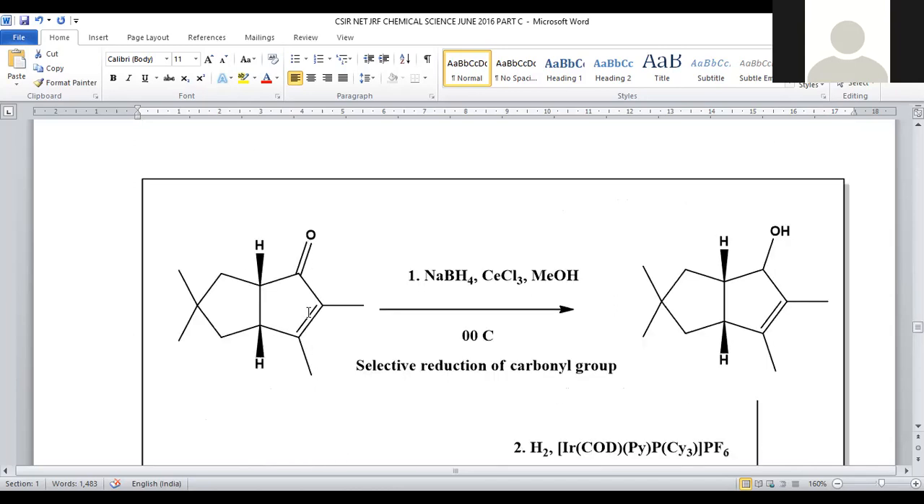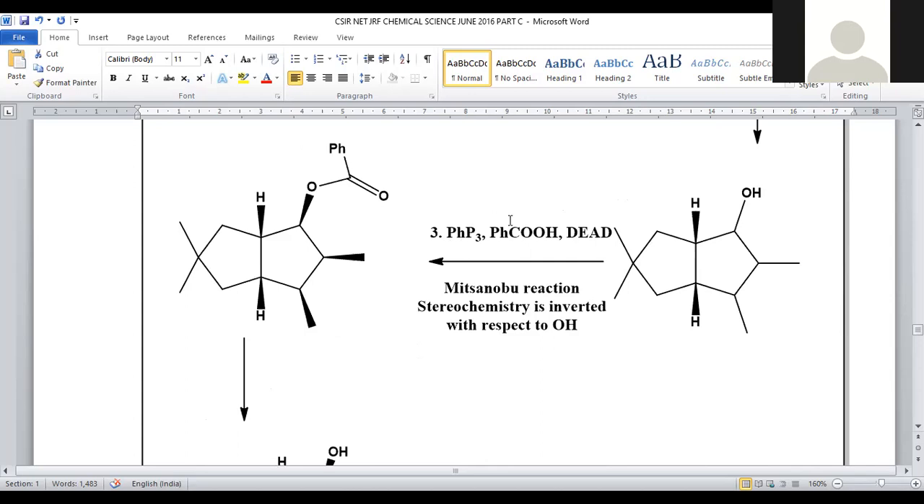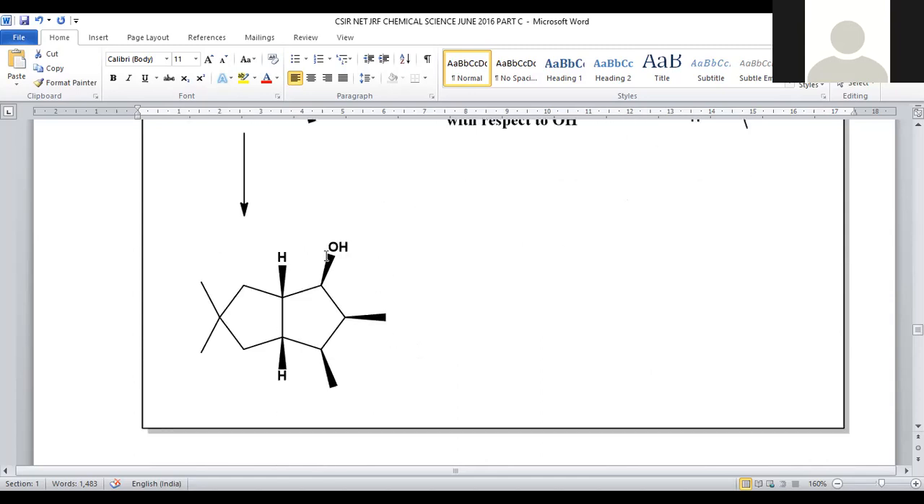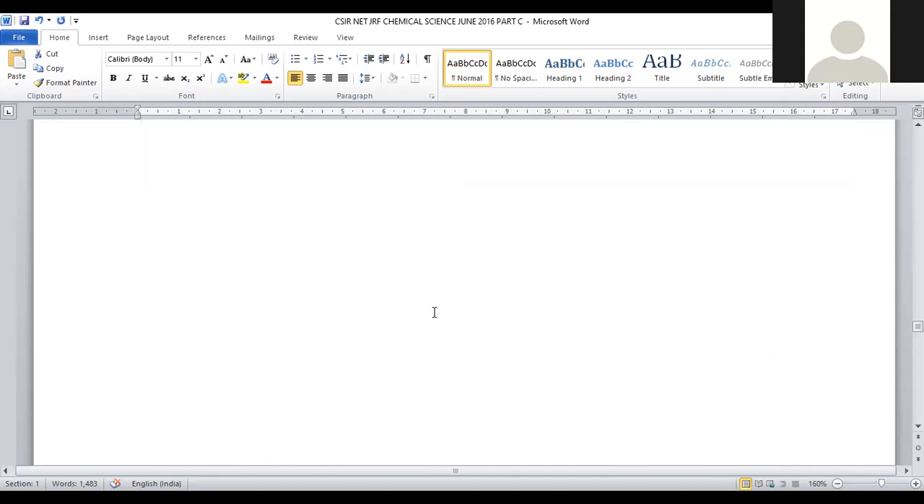The only thing we are doing: an alpha beta unsaturated carbonyl group is there. Sodium borohydride is selective for reduction of this carbonyl group, and further hydrogen with iridium complex is selective for reduction of the double bond. Later the Mitsunobu reaction is performed, and there is an inversion in the stereochemistry and an ester group is originated. With subsequent hydrolysis we got the OH functional group towards us, right?